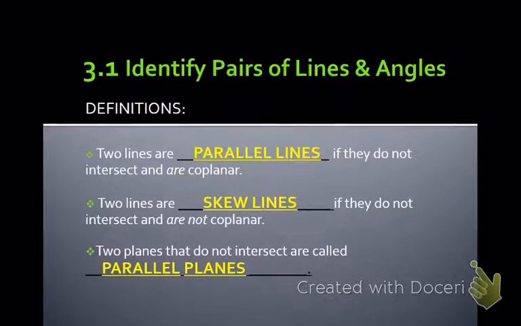Two planes that do not intersect are called parallel planes. Maybe the floor and the ceiling in the room that you're sitting in right now, those would be parallel planes.